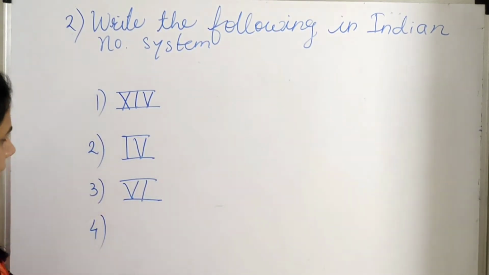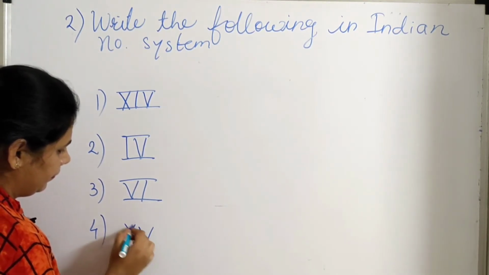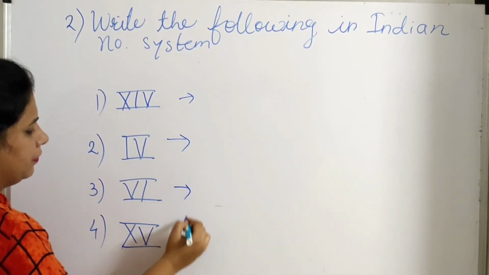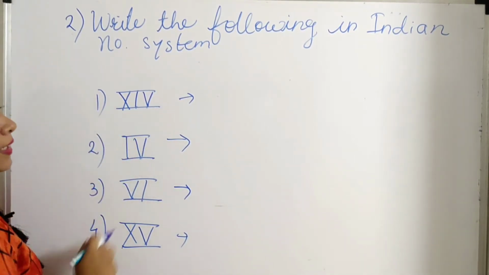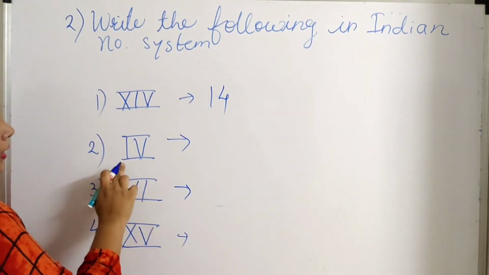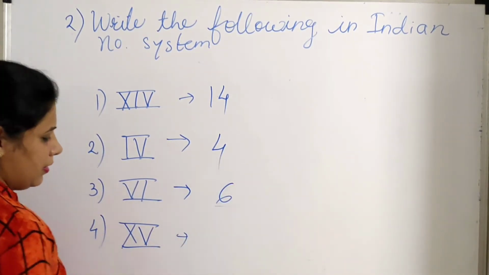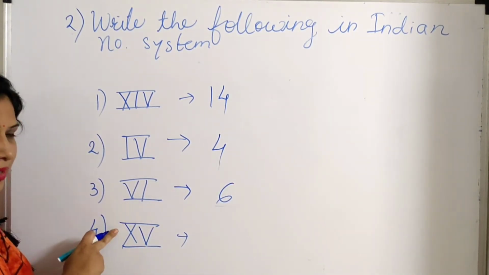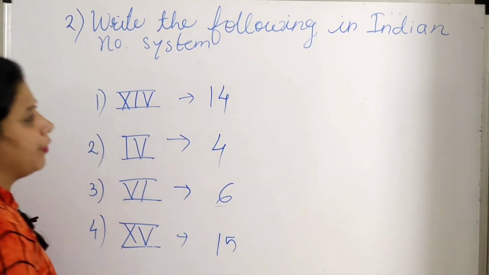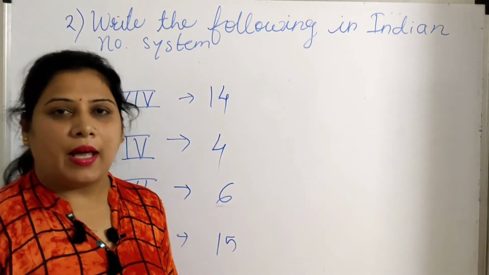You just don't have to get confused. So what are these numbers? We can say this X is a 10 and this is 4. So this is number 14. This is again the number 4. This is the number 6. And this is the number, X means 10 and V means 5. So this will be 15. So this type of question will come in the exams.